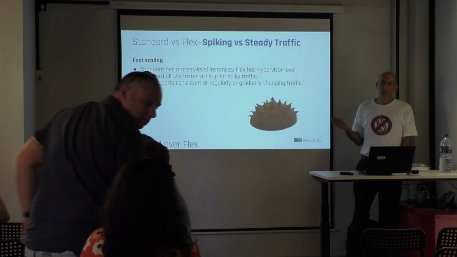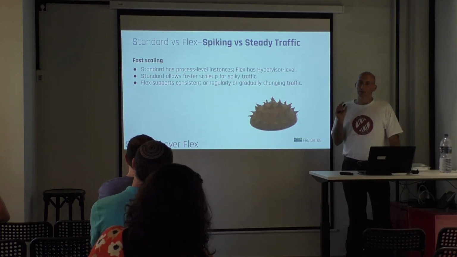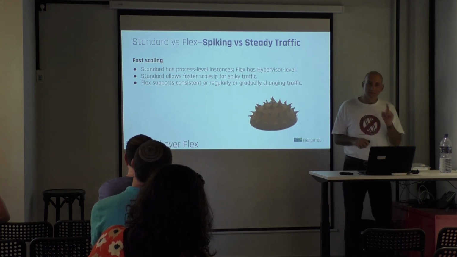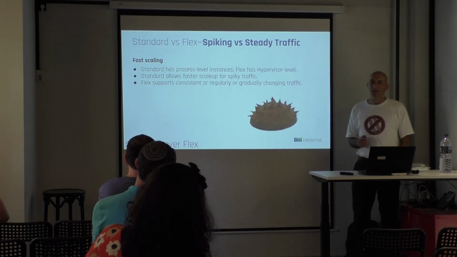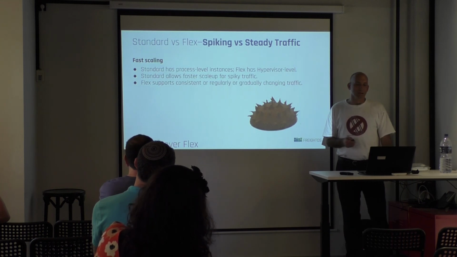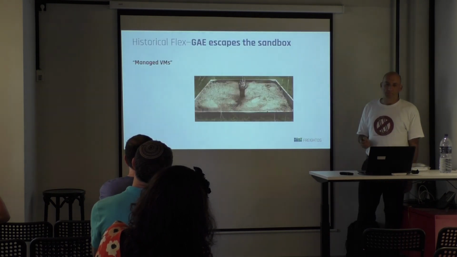Also, standard is better for spiking traffic because it has process-level instances. Remember the sandbox I told you? That's actually a process, not a Docker. Whereas Flex has hypervisor level. You might have caught the thing there. I said hypervisor level, whereas it's Docker. I'll talk about that in a moment. But in any case, it's the VM layer, much slower. So standard's good for spiky traffic, but Flex is good for consistent traffic or predictably and slowly changing traffic.